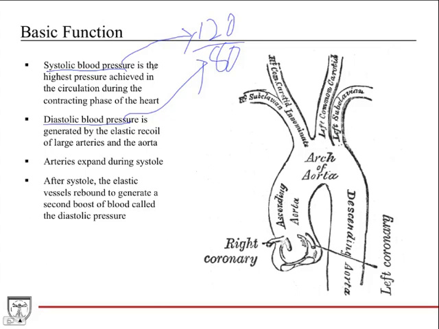So let's define what each of these are. The systolic blood pressure is the highest pressure achieved in the circulation during the contraction phase of the heart. So that ventricular contraction ejection phase is what generates the systolic.